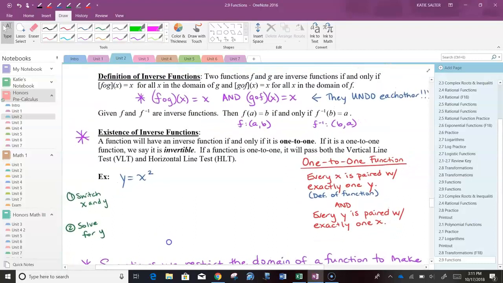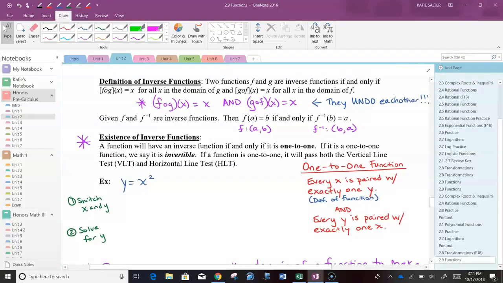Okay, existence of functions. A function will have an inverse function if and only if it is a one-to-one function. If it is not a one-to-one function, it does not have an inverse function.